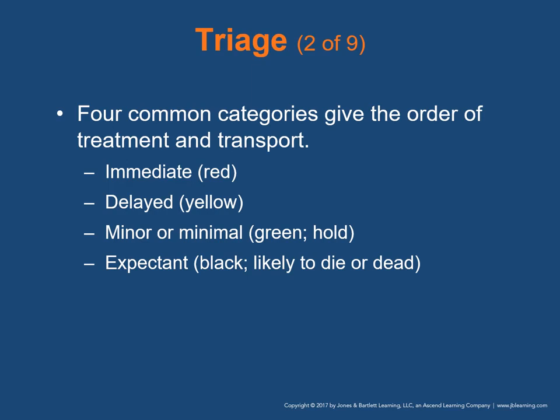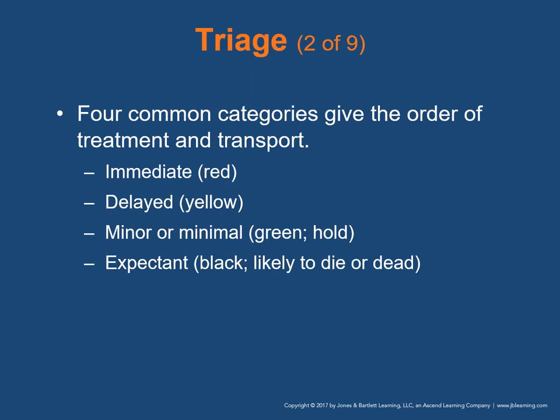The next one is minor or minimal, which is green tag. These are third priority patients. They may require no field or only minimal treatment. If they have any apparent injuries, they are usually soft tissue injuries such as contusions, abrasions, and lacerations.